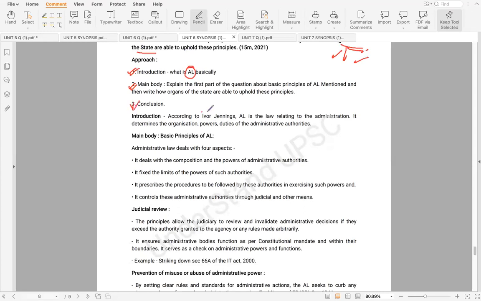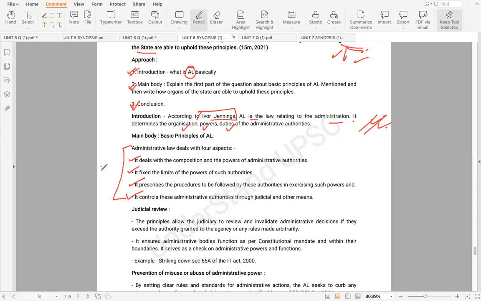According to Ivor Jennings, administrative law is the law relating to the administration. It determines the organization, powers, and duties of the administrative authorities. Basic principles of administrative law. Administrative law has four basic principles. It deals with the composition and the powers of the administrative authority. It fixes the limits of the powers of such authority. It prescribes the procedures to be followed by these authorities in exercising such powers, and it controls the administrative authorities through judicial and other means.